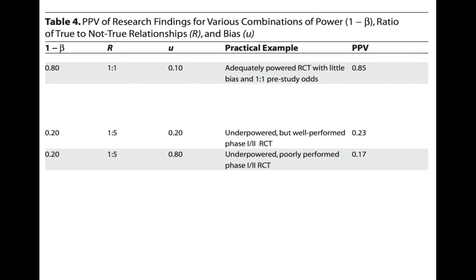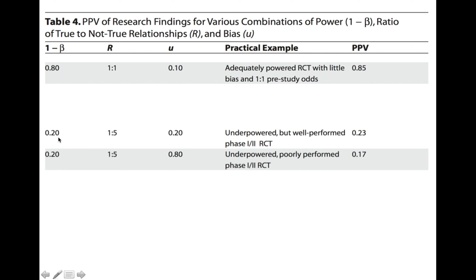So anyway, here we have 80% power. R is 1:1, which is really promising. Or, well, no. Right. And U is 0.1. So an adequately powered randomized clinical trial with little bias and a 1:1 pre-study odds will have a really high, nice PPV of 0.85. Oh, I should have had the example with bias included. If there's more bias, that means that this R that we have is off and that the PPV will drop. So that's with 80% power.